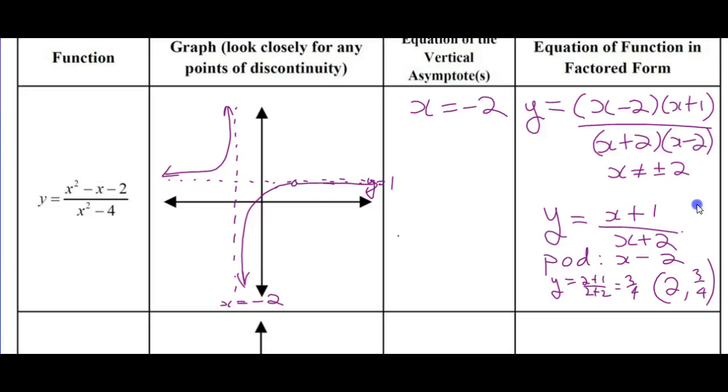But if you do trace along in Desmos, then it'll say, oh, undefined, right? How do we know where? We look here, okay? We look at the factored form. We look at the factored simplified form. This is the asymptote. This is where the discontinuity will be.